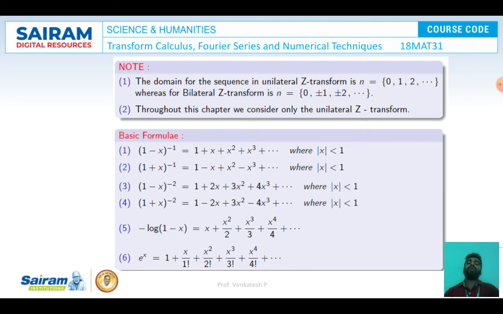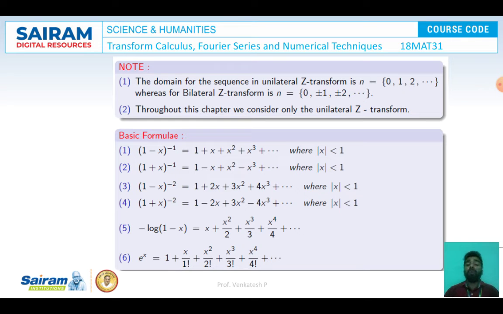A small note on Z transform: the domain of the Z transform is n equal to 0, 1, 2, and so on, and for the bilateral Z transform, n is equal to 0, plus or minus 1, plus or minus 2, and so on. In this module we will be discussing only n equal to 0, 1, 2, 3 and so on.